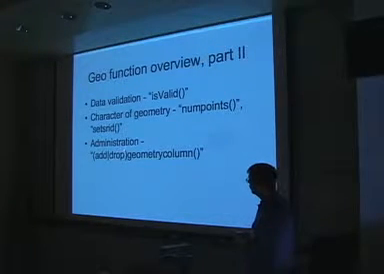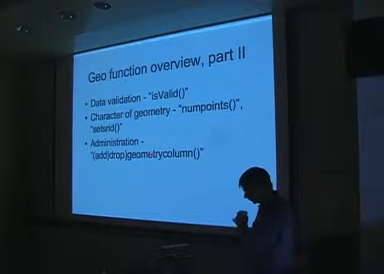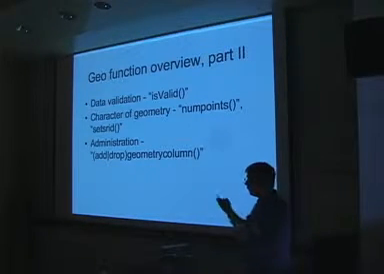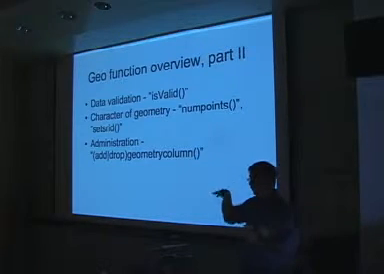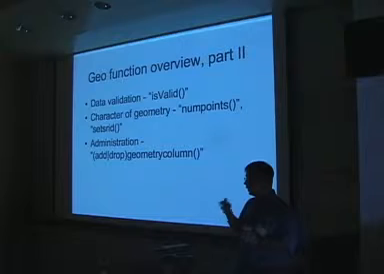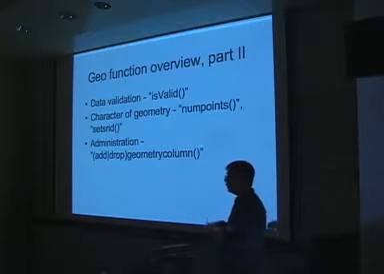And administration: this adds a column to the geometry columns table that tells it where all the various pieces of geographic data are. It doesn't keep track of all your other data, but it has to keep track of your geographic data.